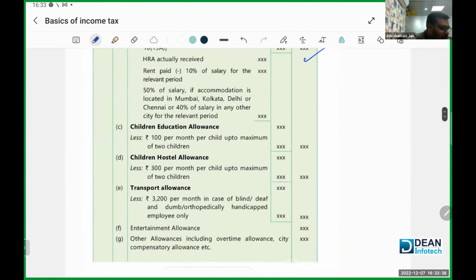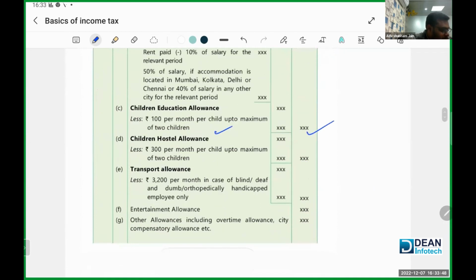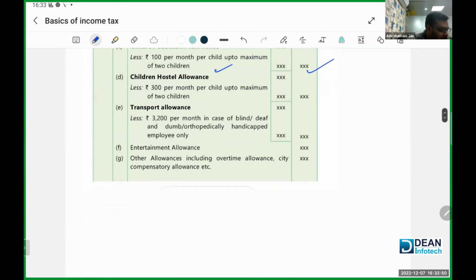Third is children education allowance. Now the government allows only 100 rupees per month per child up to a maximum of 2 children, if your employer gives it. Children hostel allowance, transport allowance, and entertainment allowance, and there are various other allowances.